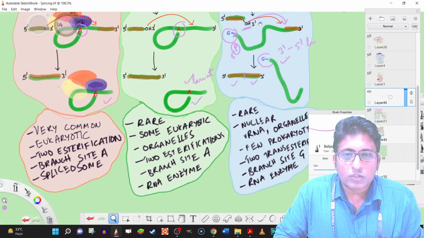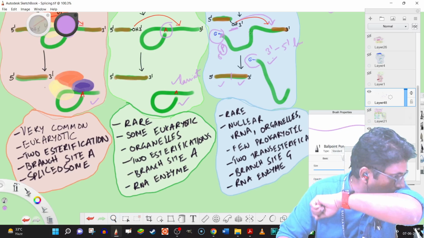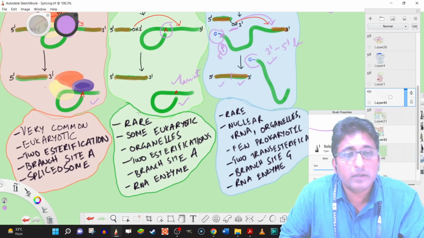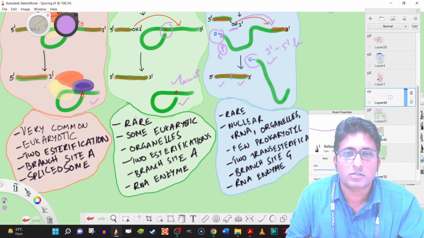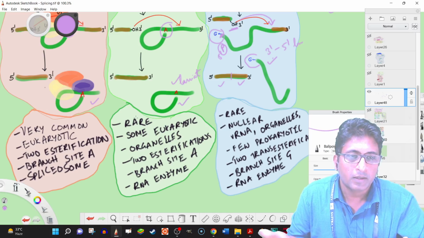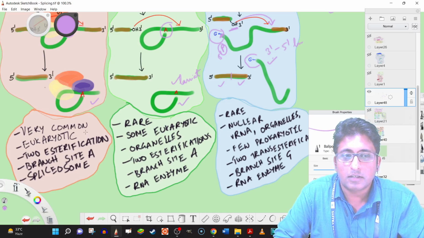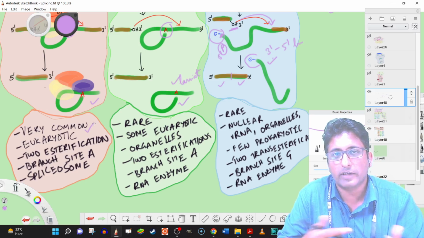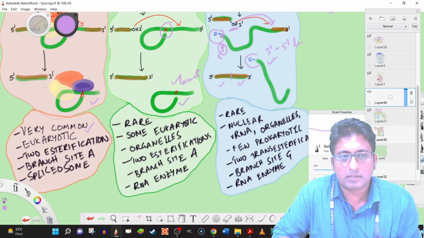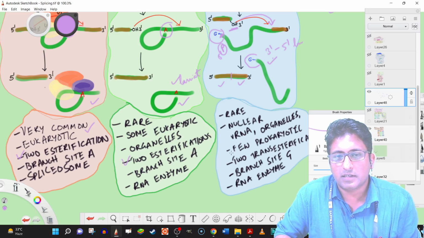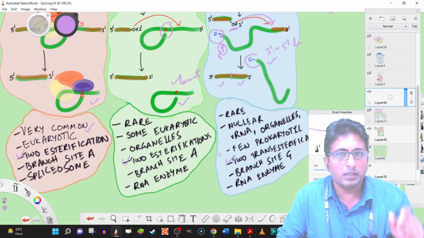So in summary, spliceosomes are very common. There are numerous eukaryotes and all of them have introns, so they require this special spliceosome machinery to carry out these things. In all the cases, of course, there are 2 transesterification reactions. That is the same thing.